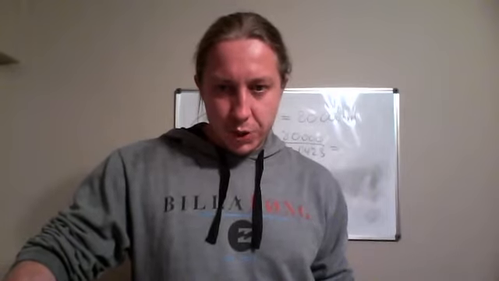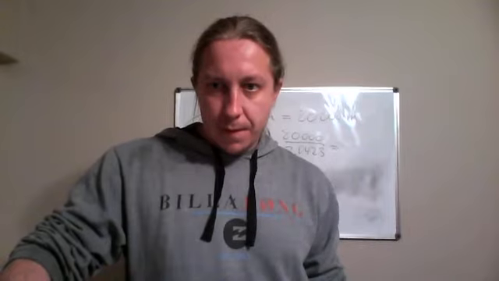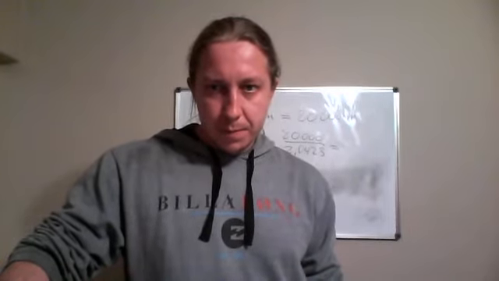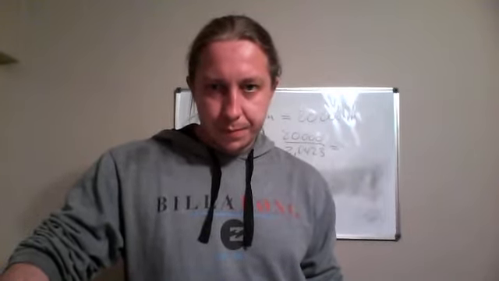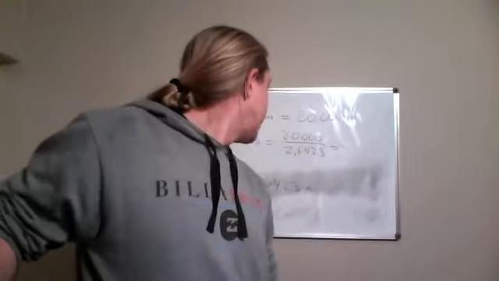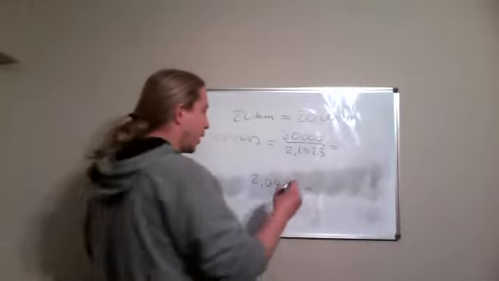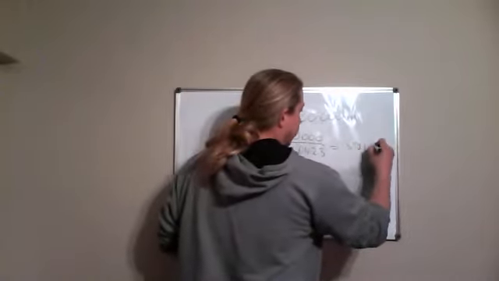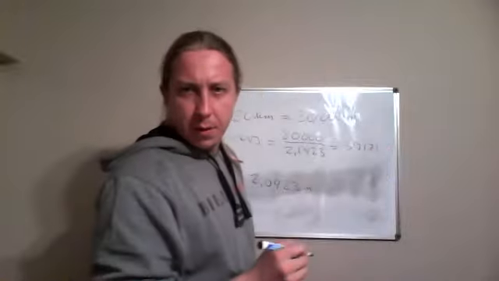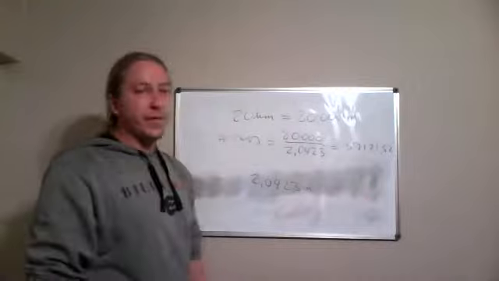Okay, so let me just divide that. So 80,000 divided by 2.0423. Okay, so I get 39,171.52. Okay, and that is revolutions.